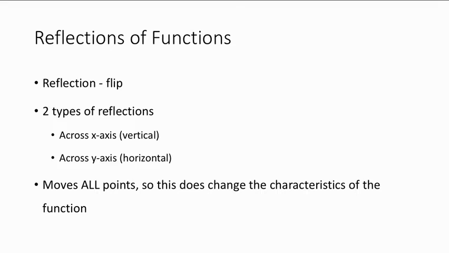So let's talk about reflections of functions. A reflection is when you flip a function. We have two types of reflections. We can reflect across the x-axis, which would be a vertical reflection, or across the y-axis, which would be a horizontal reflection. This again moves all of the points, so this changes the characteristics of the function. We'll take a look at which characteristics change and which ones might stay the same, and it really depends on what type of reflection we have.